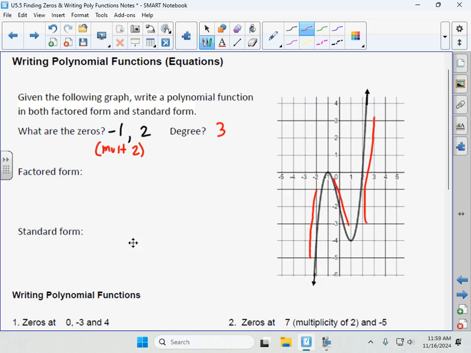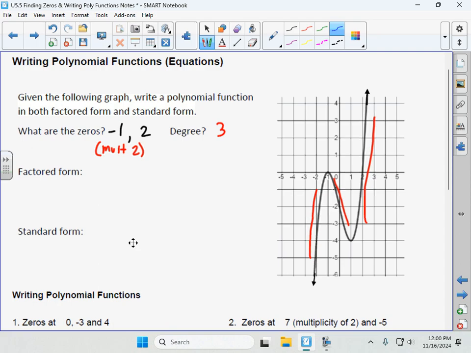And on this problem, you could see that the degree of this polynomial, 3, is also going to equal the number of zeros. You have 2 zeros for the -1 because of the bounce, and then 1 for the 2. And again, you'll see it when you write the factors.